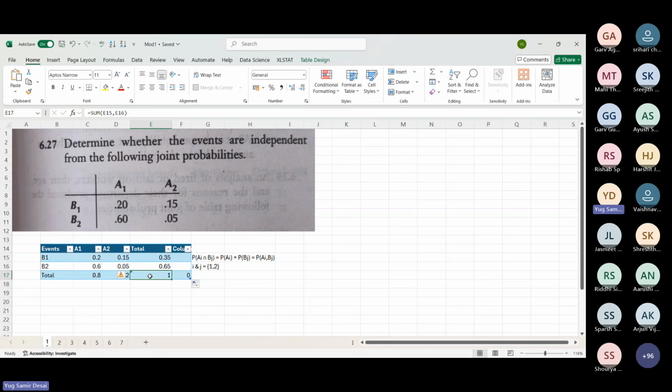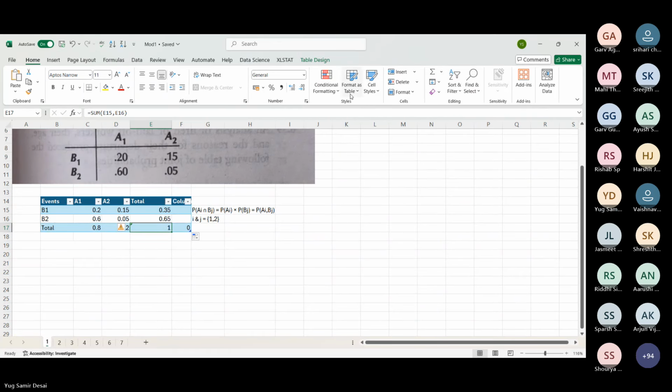Now, everyone should know this by now. It's very basic that the summation of all the probabilities should be equal to 1. So the summation of events for the B category, which is B1 and B2, should be 1. Same thing goes for A. So A1 plus A2's probability should be equal to 1, which is the case here.